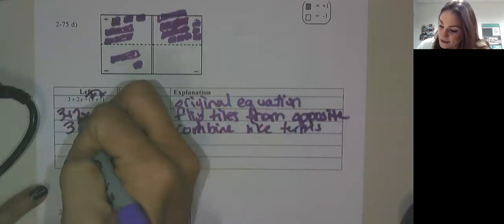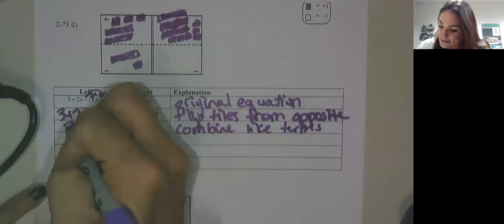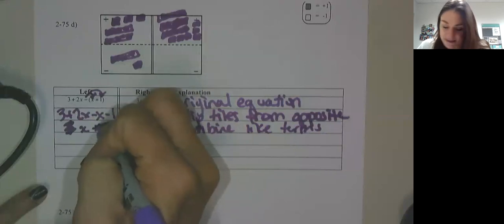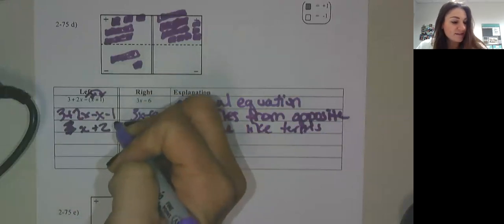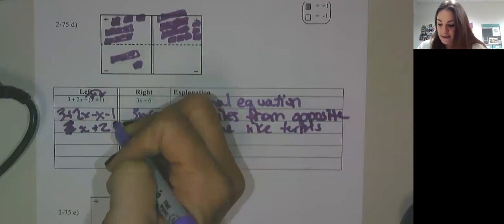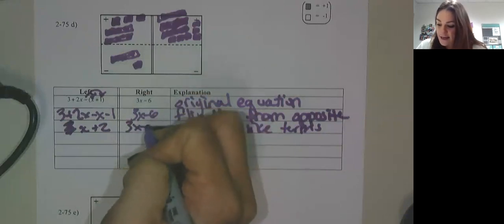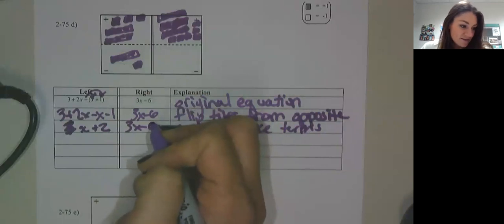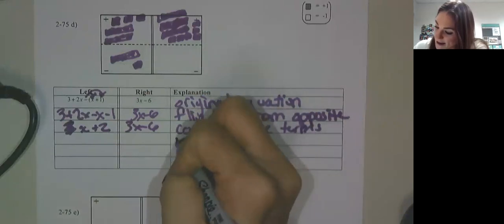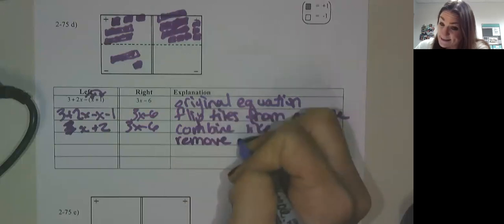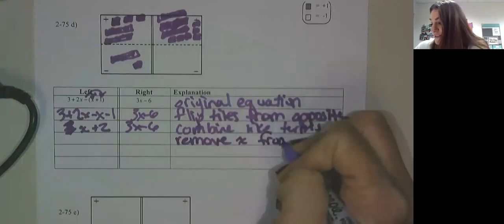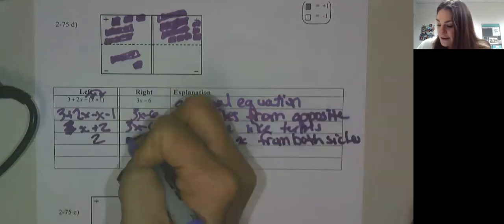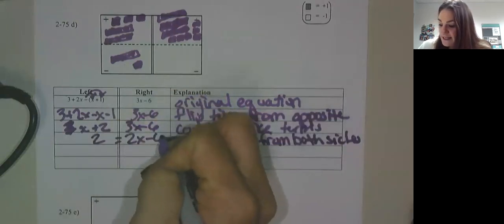So when I combine, 2x minus x is x, and 3 minus 1 is 2. So I have x plus 2 on that side, and then I can't combine anything on the other side. So I have 3x minus 6. Now I can remove an x from both sides to try and get all the x's to one side. So I have 2 equals 2x minus 6.